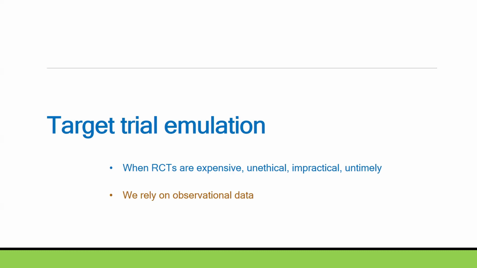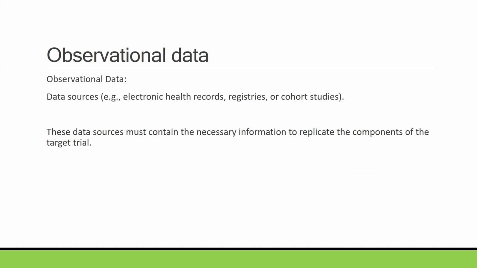The name implies we emulate or mimic the hypothetical randomized control trial from observational data. That is a clever way of thinking. How do we think our observational data act or appear as if they are a randomized control trial? The target trial, the hypothetical trial, we assume the hypothetical trial, and we start emulating from observational data. Where is the data we have?